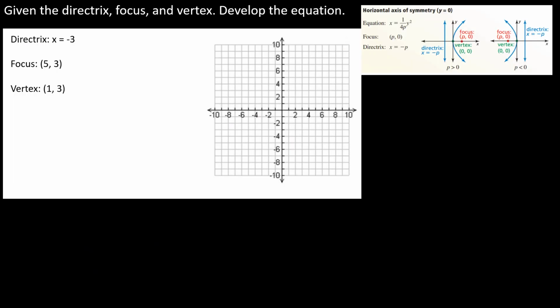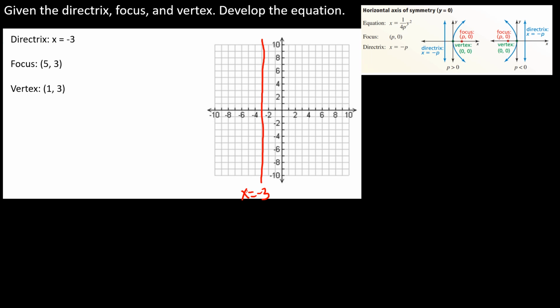So let's go ahead and do a practice problem here. What I'd like to have you guys do is graph this. The directrix says x is equal to -3. Well, this would be some type of vertical line here at x equals -3. Okay. Your focus is at 5, 3. So we come up to 5, 3, which would be here. Oops, nope.